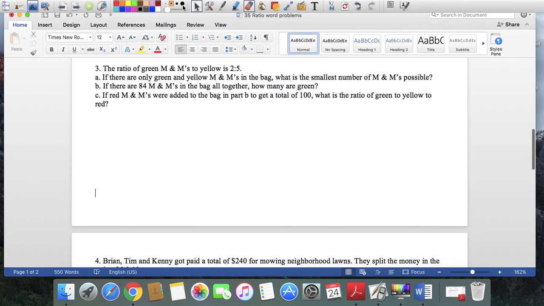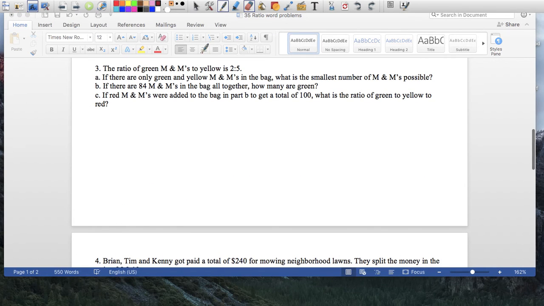Three, the ratio of green M&Ms to yellow M&Ms is 2 to 5. So I have green, which is 2, yellow, which is 5. So that gives me a total of 7, right? If they're only green and yellow M&Ms in the bag, what is the smallest number of M&Ms if possible? The smallest number is 7, right? Because you have to have 2 green, 5 yellow. So the smallest number in the bag would be 7.